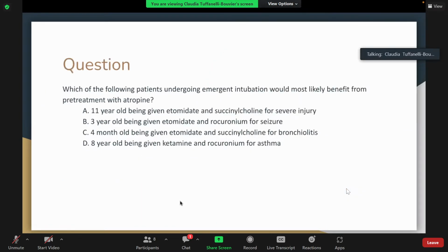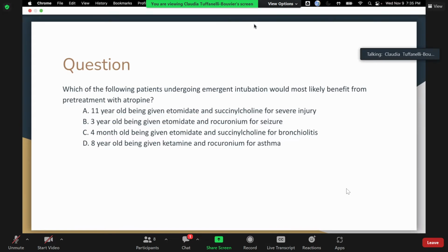One more pediatric question. Which of the following patients undergoing emergent intubation would most likely benefit from pre-treatment with atropine? So atropine, remember, is going to increase the heart rate. A, an 11-year-old being given etomidate and succinylcholine for severe injury. B, a 3-year-old being given etomidate and rocuronium for seizure. C, a 4-month-old being given etomidate and succinylcholine for bronchiolitis. Or D, an 8-year-old being given ketamine and rocuronium for asthma.